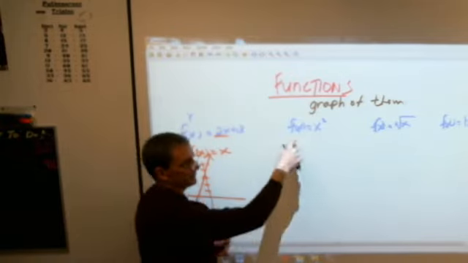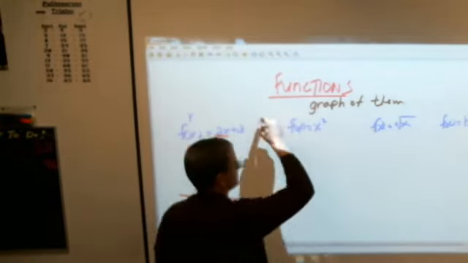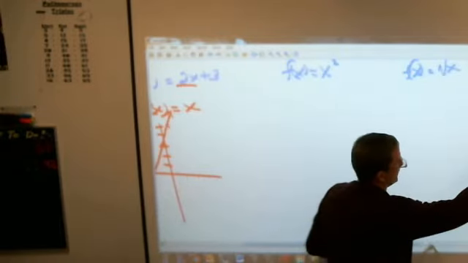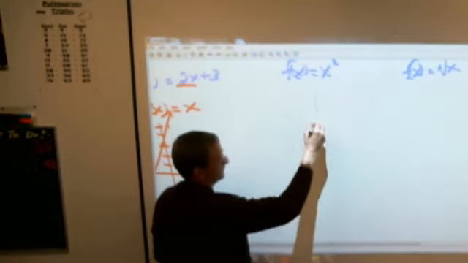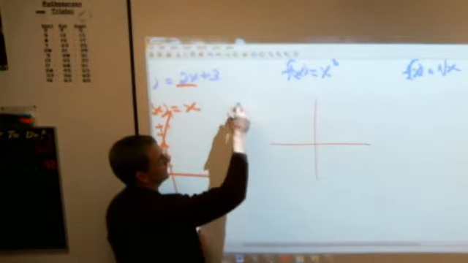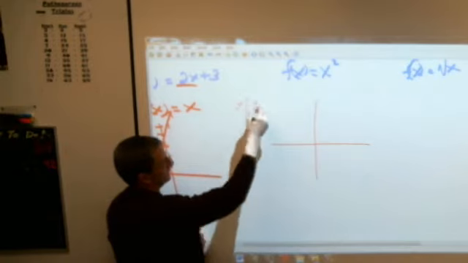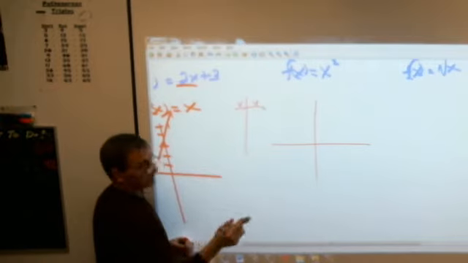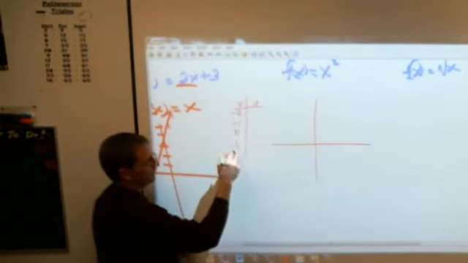What does the graph of x squared look like? I'll make this a little bigger so we can see it. Well, let's do just a quick table. First of all, I'll draw a graph. Here's my graph. Here's my table. Let's do x and y. Let's pick numbers that we can figure out this x squared easily. So let's do positive and negative numbers. Let's just go -2, -1, 0, 1, and 2.